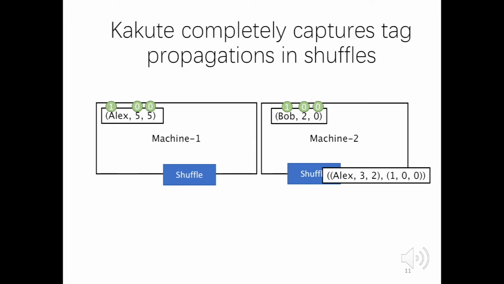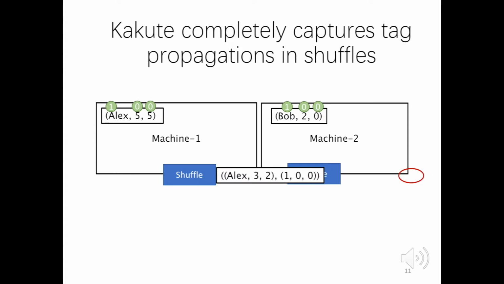This process also benefits from the tag sharing technique, as we mentioned above. Here, the multiple fields of this record share the same tag 0, and Kakute will only transfer one copy of this tag, so it can reduce network traffic on propagating tags. Now, the expanded record is transferred to machine 1, and the record shrinks and the tag is attached when going through the shuffle module again. After that, the shuffle process will finish, and the tags are now propagated across machines.